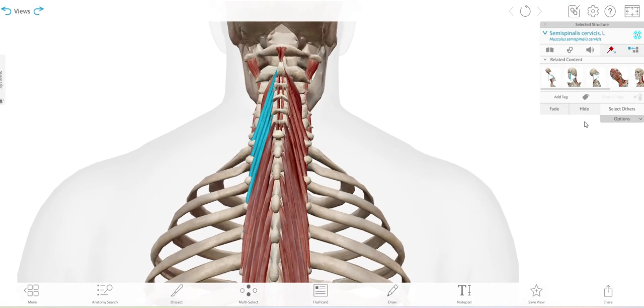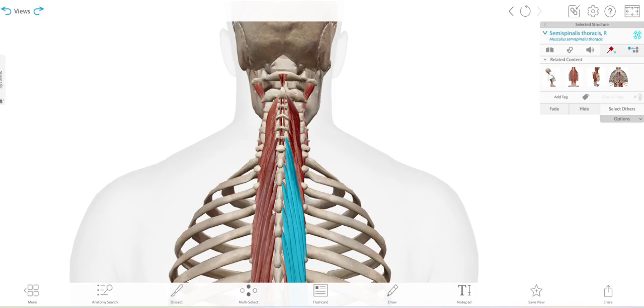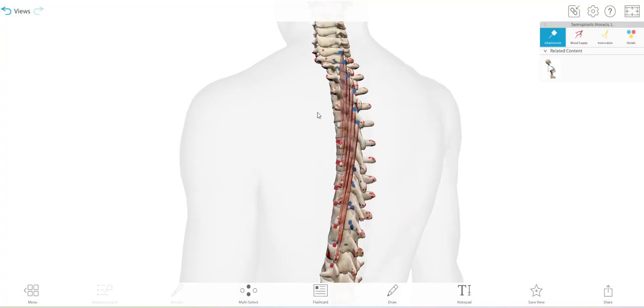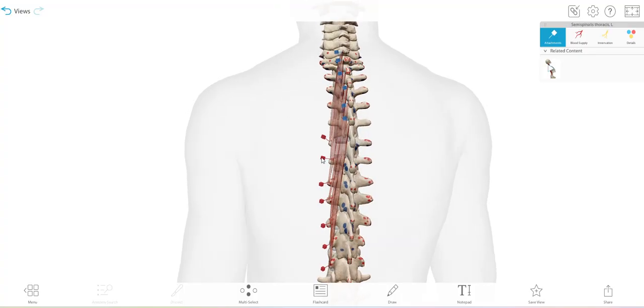And then we can see semispinalis thoracis, and we can see the origin again on the transverse processes of thoracic vertebrae coming up onto the spinous processes. Okay, so that is semispinalis.